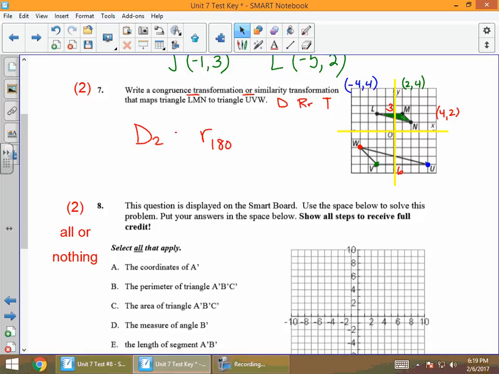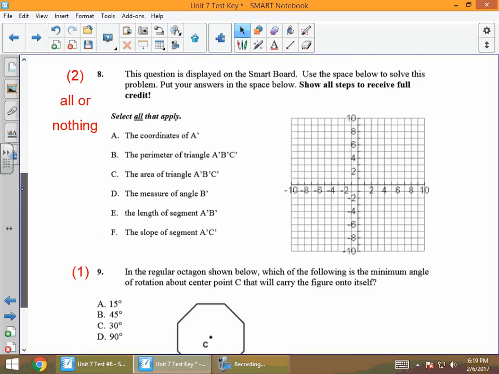Those are the only two transformations. No translation is needed. I did have some people that said that they wanted to dilate by 2, reflect over the x-axis, reflect over the y-axis. That would also be fine. All right, but it was worth 2 points. I gave 1 point for the dilation, and I gave 1 point for the orientation change. So either double reflections or a single rotation, but there should not have been a translation anywhere.